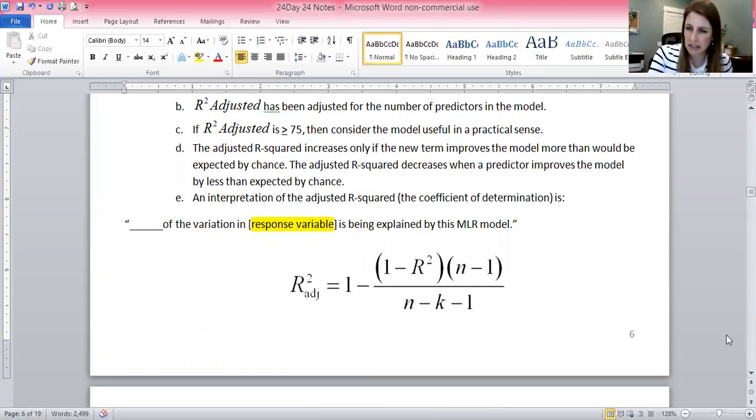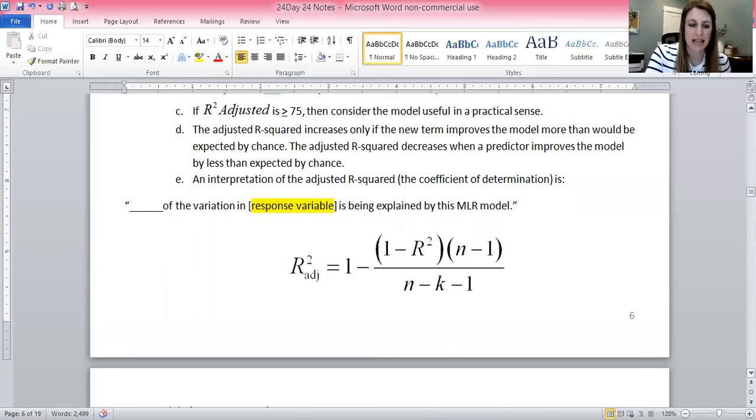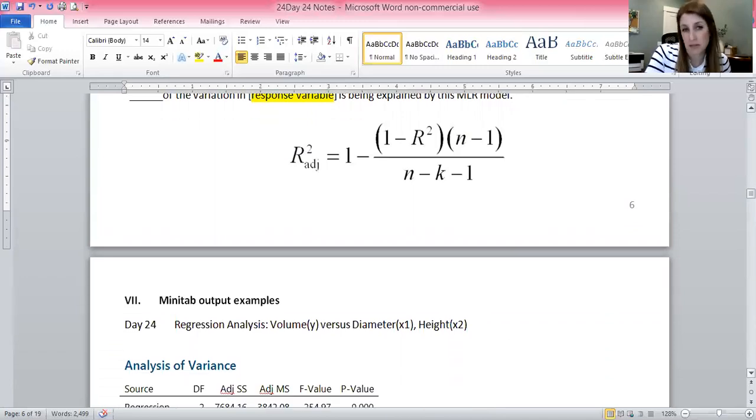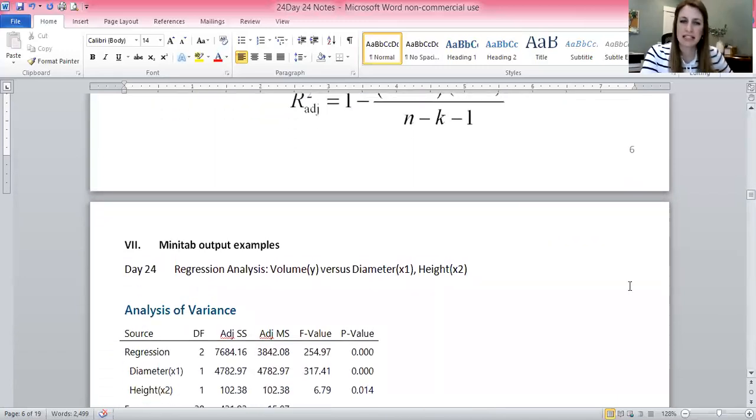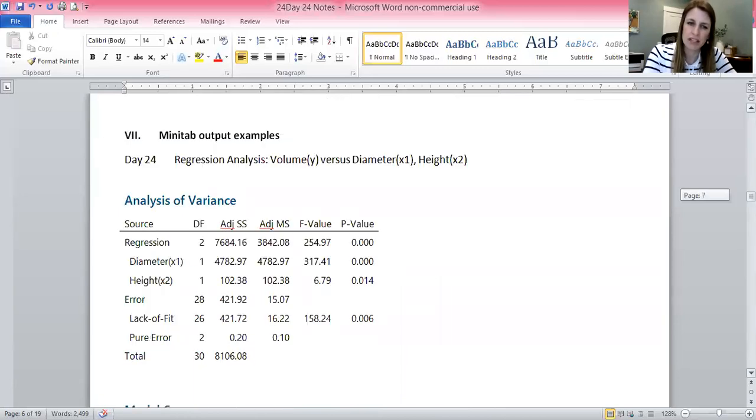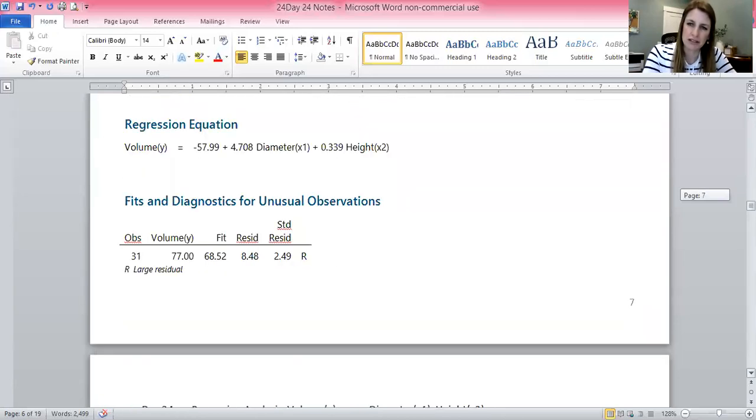Here's some interpretations and just a little bit about it. But what we're looking at is if that number is greater than or equal to 75, that tells us if it's practically useful. Like, would I use that equation of the line to predict some values? That's what you're looking at. This just gives us some examples of what the Minitab output might look like. So you can just take a look at that.